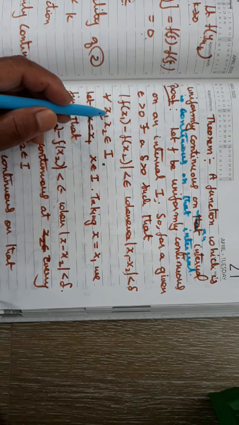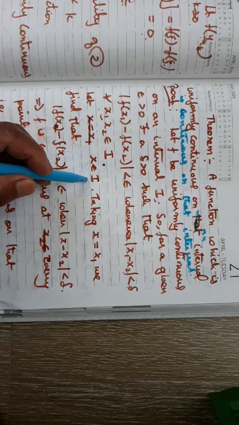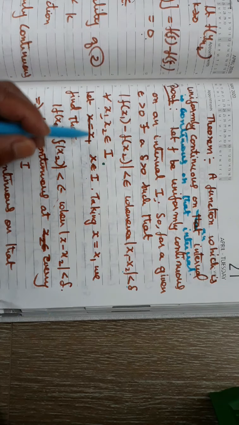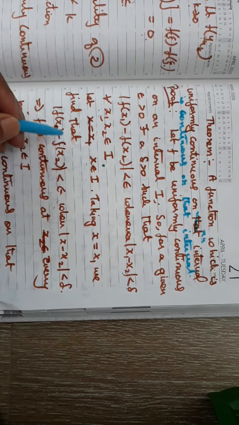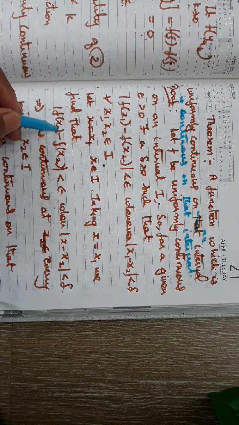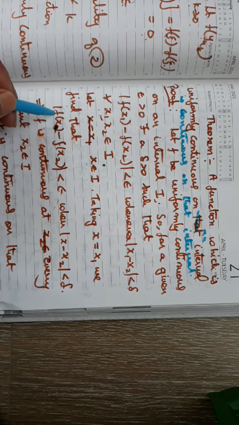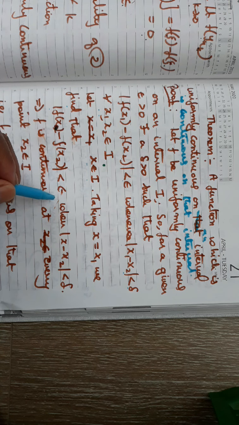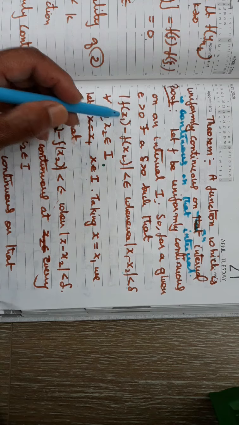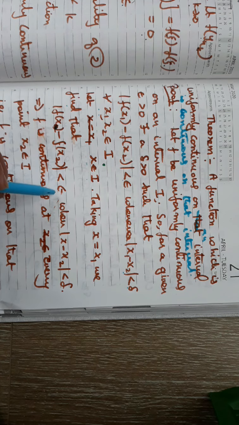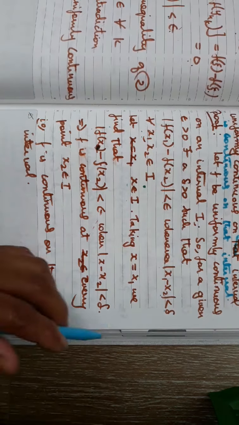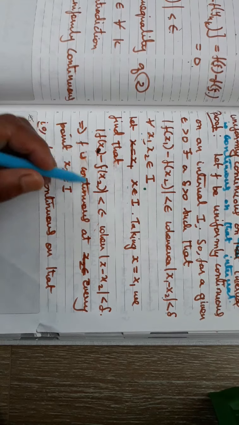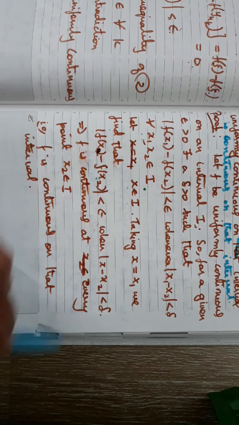Now let us take x to be any point in this interval I. By taking x in particular to be equal to x1, we find that mod f(x) minus f(x2) is less than epsilon whenever you just replace x1 by x. So we have mod f(x) minus f(x2) is less than epsilon whenever mod x minus x2 is less than delta. So this implies that f is continuous at the point x2.